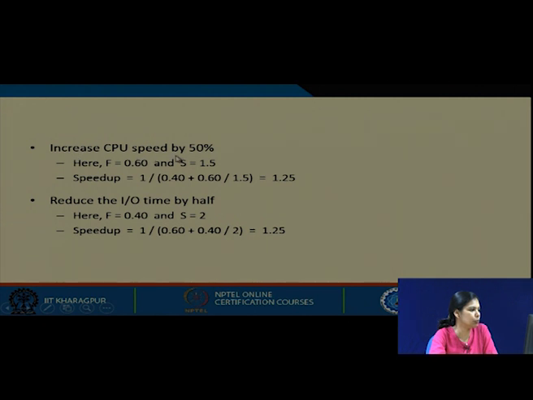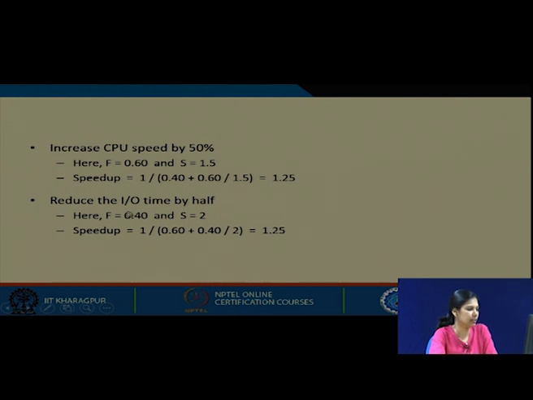Firstly, increase CPU speed by 50%. So, here F clearly is 60%, 0.60, and S will be 1.5, because we are increasing the speed by 50% more, 1 plus 0.5, so it is coming to 1.5. So, the overall speed up will be how much? 1 divided by (1 minus F), that is 0.40, plus 0.60 divided by 1.5, that is F divided by the speed up. We are getting 1.25.